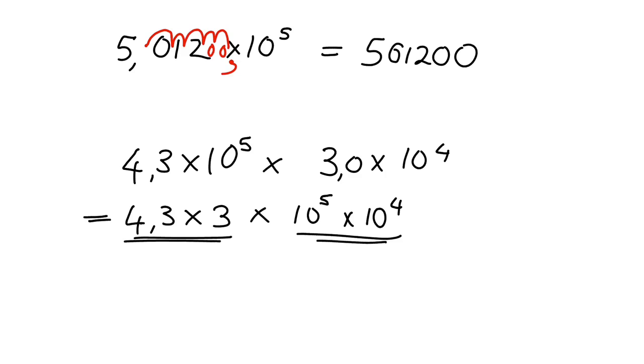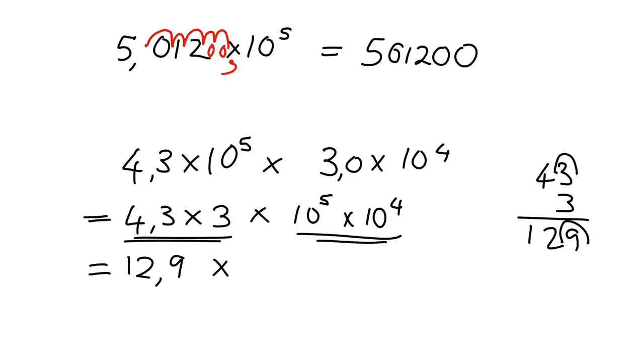So what's 4,3 times 3? Well, we need to remember how to multiply decimals, right? We cheat and we just say 43 multiplied by 3. 3 threes are 9, 3 fours are 12, so we get 129. But the number was meant to be 4,3, so we cheated once that way. So when we get to our answer, we must make up for the cheat by bringing the comma back in, and we get 12,9. Now, 10 to the 5 times 10 to the 4, your rules of exponents tell you that's 10 to the 5 plus 4. So we get our answer as 12,9 times 10 to the 9.